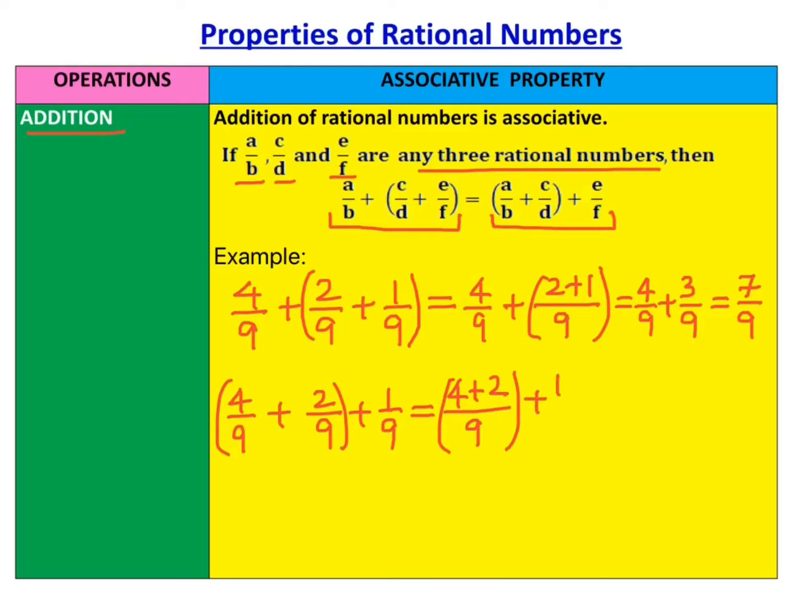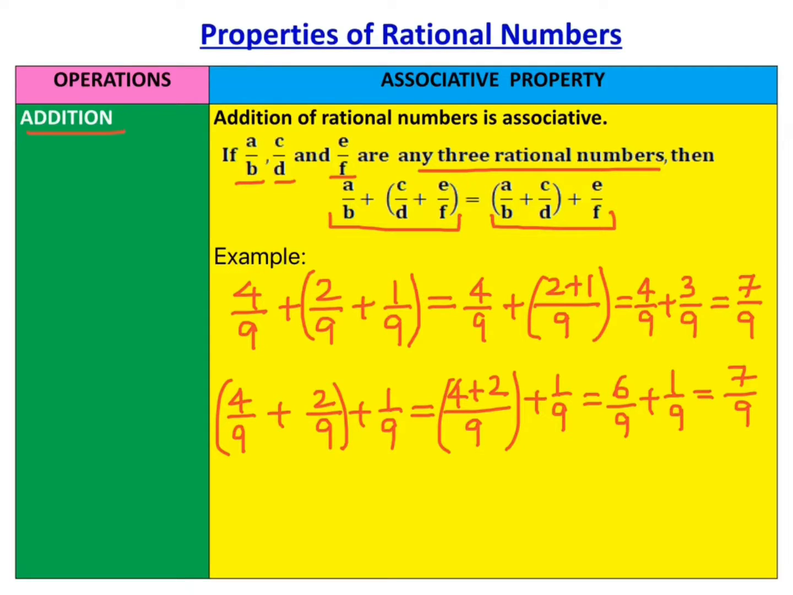plus 1 by 9. Now this expression is equal to, 4 plus 2 is 6 by 9 plus 1 by 9. Now let's add 6 by 9 plus 1 by 9. This is equal to, since we have the same denominators, we'll take 9 as the common denominator and add the numerators. 6 plus 1 is 7.